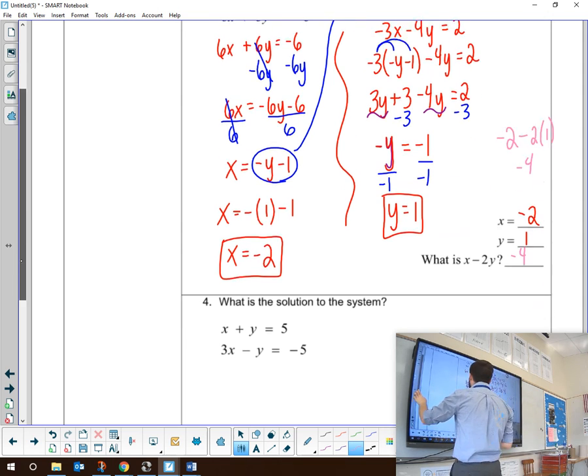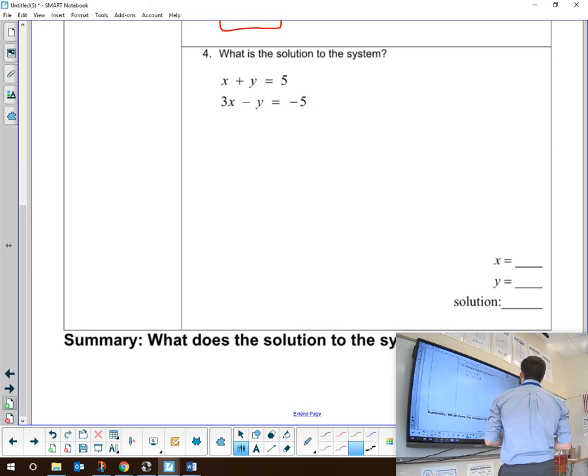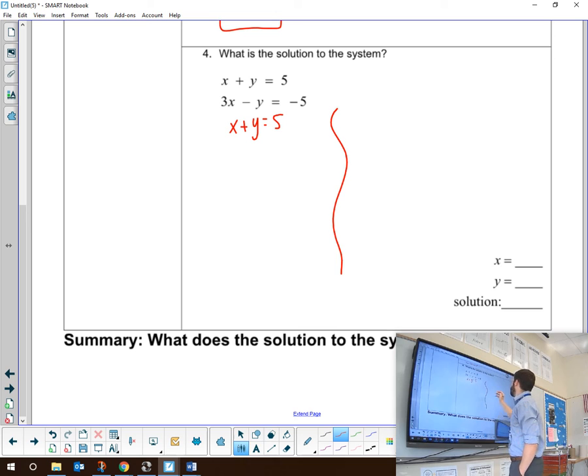Okay, let's take a look here at number 4. Once again, I'm going to take my time and write these out side by side. So I'm going to write x plus y equals 5 over here. And I'm going to write 3x minus y equals negative 5 over here. All right, this one, hey, I don't have to divide by anything if I want to solve for a variable. I'm going to start by solving this side for its variable first.